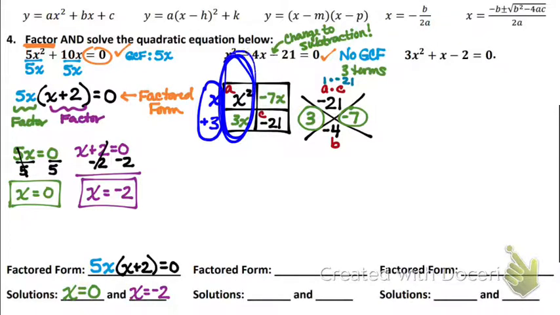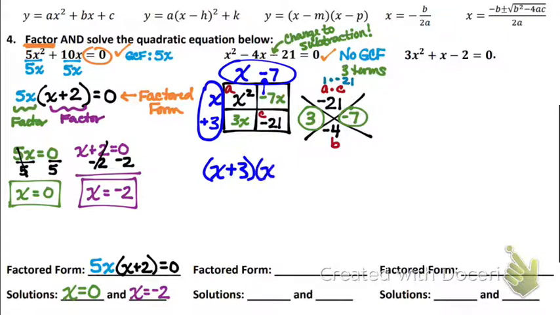What do these two have in common? X. What about these two? Negative 7. Why is it negative again? Touching a negative box here. So x minus 7 is my other factor. X plus 3, x minus 7 equals 0. This is my factored form. So that's what I would write on this line right here. X plus 3, x minus 7 equals 0.